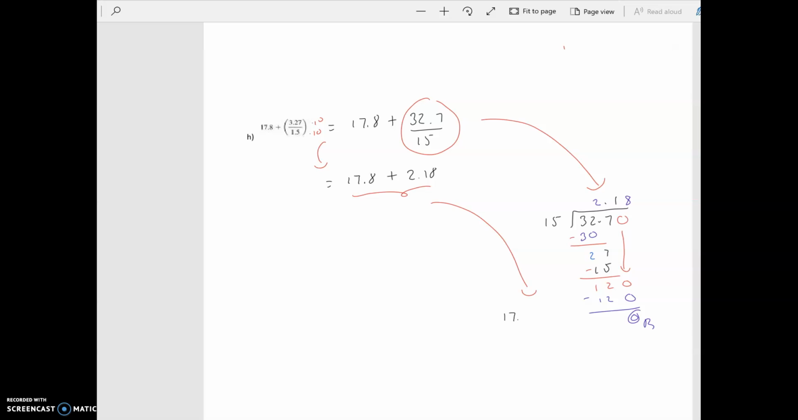This is 17.8 and we're adding 2.18. Just as a placeholder, let me put the 0 in that position. And let me fix my 8. So we're looking at, well, our first value is going to be an 8. That's going to be a 9. Don't forget the decimal. That's a 9 and a 1. So our final answer is 19.98.